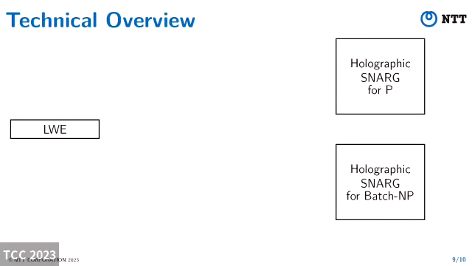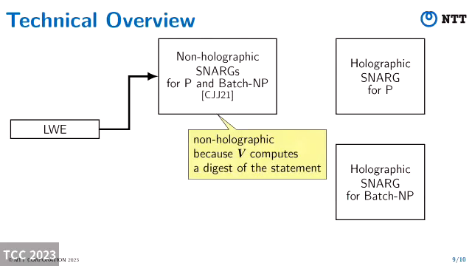So this is our result, and in the rest of this talk, I will explain how we obtain holographic SNARGs from the learning with errors assumption. Our starting point is a recent non-holographic SNARG for P and batch NP that has been obtained from the learning with errors assumption. What is important to us is that these constructions are non-holographic only because the verifier needs to compute a short digest of the statement.